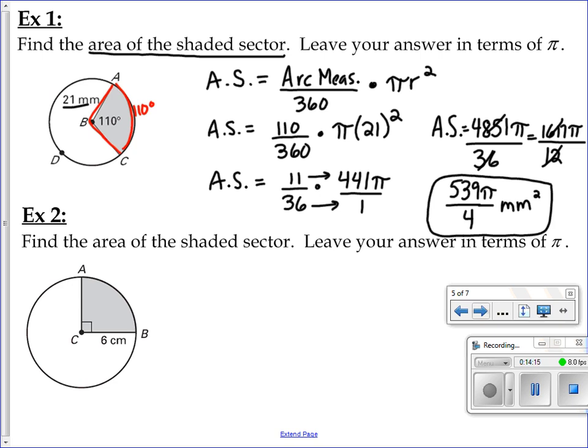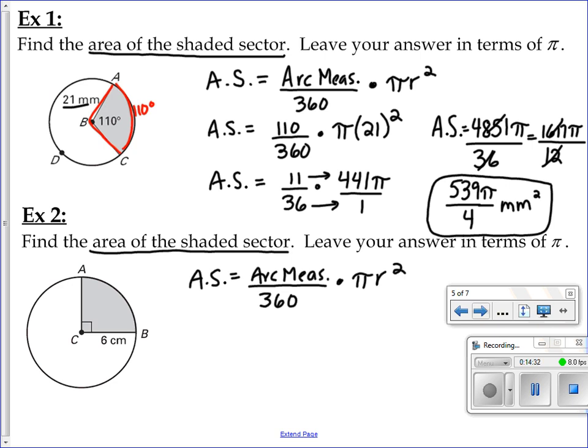So we're going to find the area of the shaded sector. So I'm just going to rewrite the formula. Area of the sector equals arc measure over 360 times area of the circle, which is pi radius squared. Okay. So when I look at my shaded sector, ACB, it's a 90-degree central angle, which means my arc measure will be 90. And we are given the radius is 6.